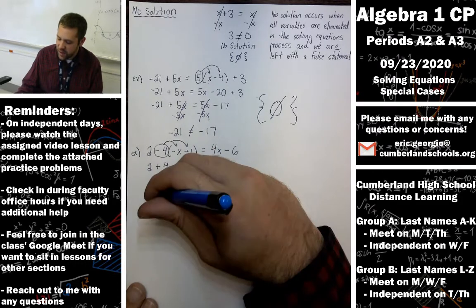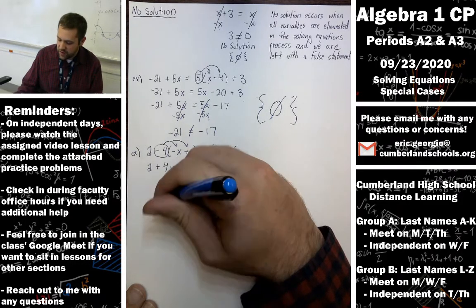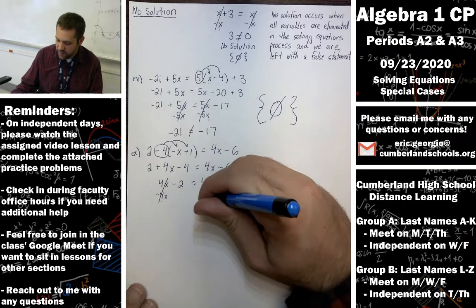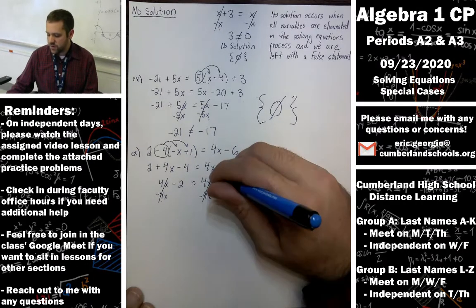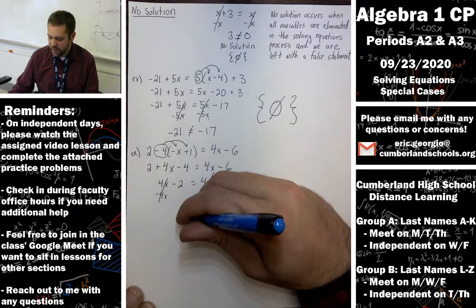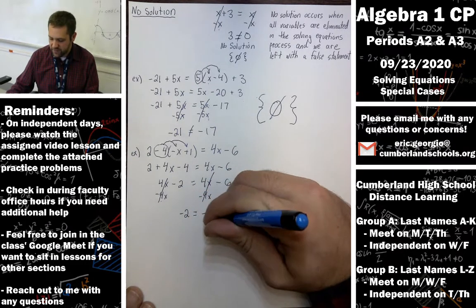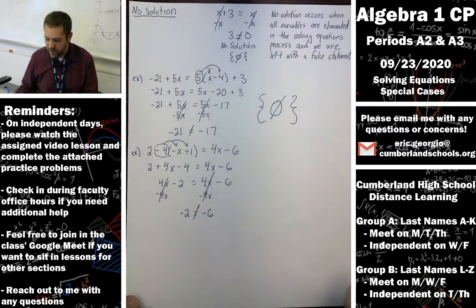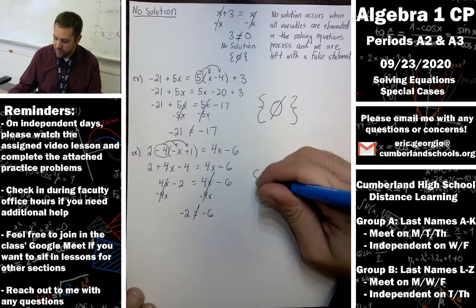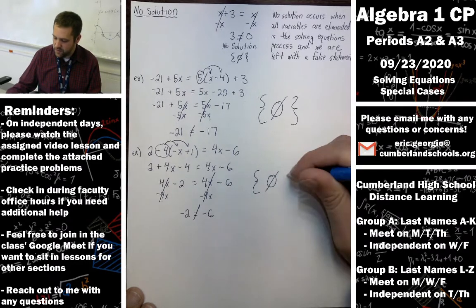But to actually see the process play itself out, I'll try to eliminate the factor of 4x from one side of the equation, just like we would if we had a variable on both sides. It would also eliminate from the other side of the equation, and we'd be left with negative 2 equals negative 6, which is obviously bad. Negative 2 does not equal negative 6. It's a false statement. We would say that this has no solution.